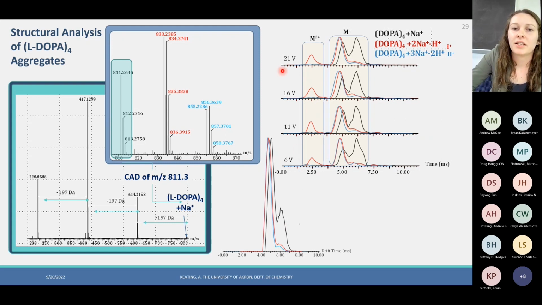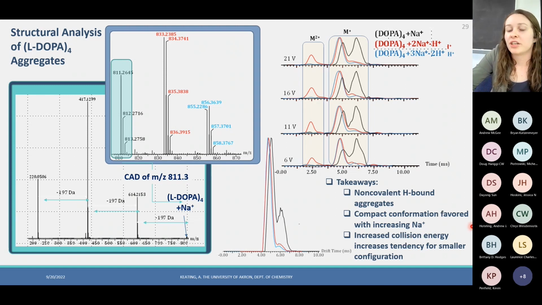And then I looked at increasing the collision energy on these aggregates, and this being the doubly charged region, I was ignoring that, and overlaid their arrival times for the different L-DOPA tetramers with sodium-hydrogen exchanges. We can see that at the transition from 6 to 11 relative volts, we get an increase in the smaller or more compact structure that ultimately favors the same structure that the higher sodiated species favored.